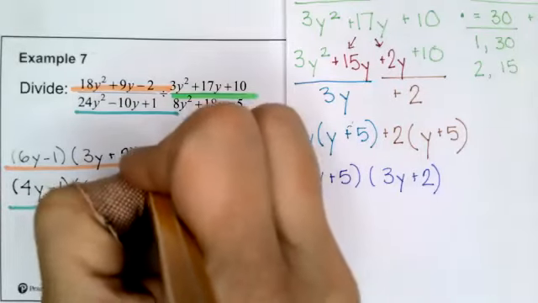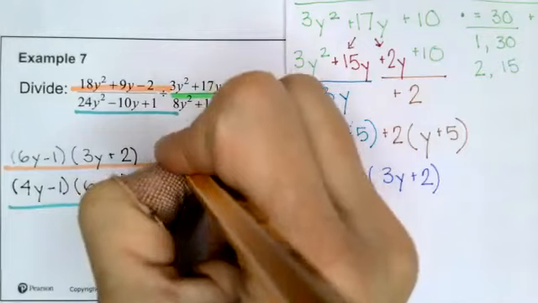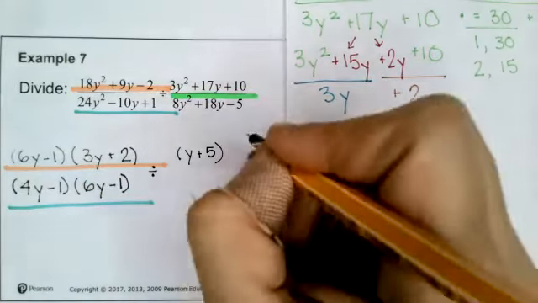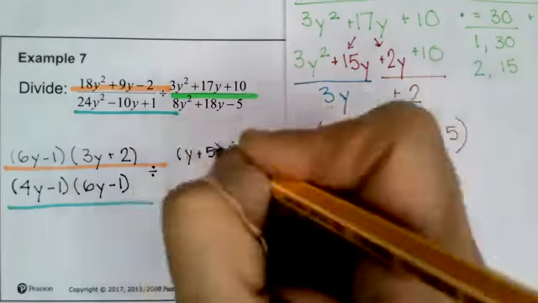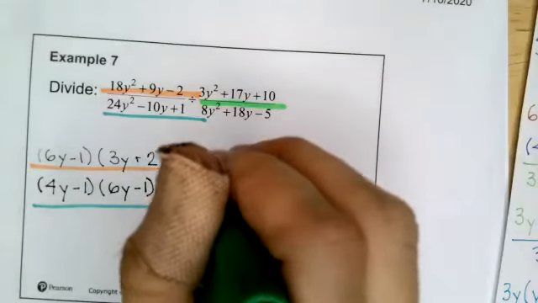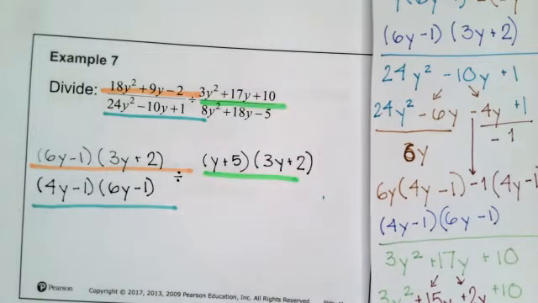Sorry, I'm still quite sick. Y plus 5 times 3y plus 2. Did I write that correctly? Yes. All right, so that is that, and I'm color coding them just because of how many factors we have, how much work we had to do to find these, right?